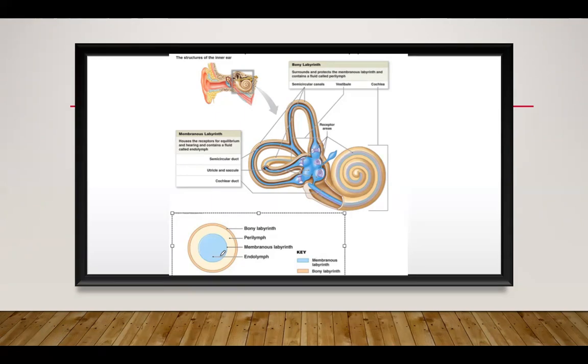And again, it seems a little bit wordy and complicated, but as we look at this structure in part 2 of the PowerPoint, hopefully this will make a little bit more sense.